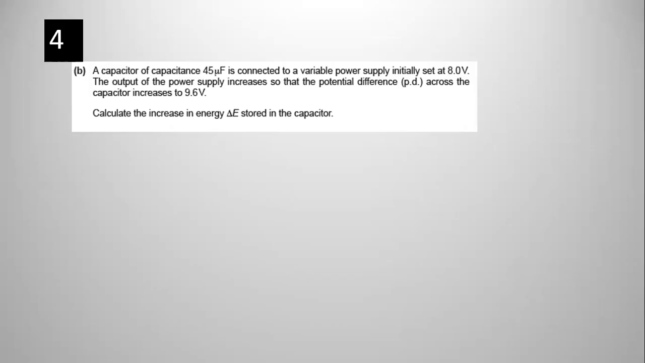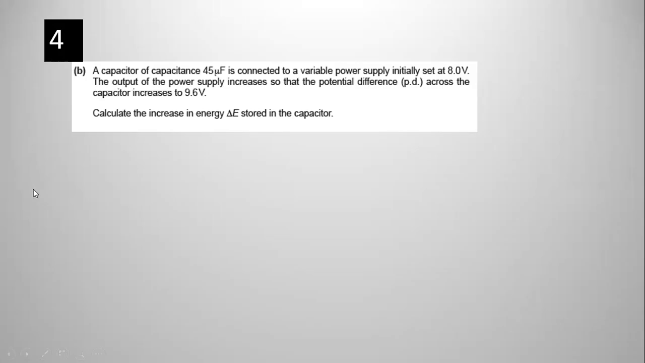A capacitor of capacitance 45 microfarad is connected to a variable power supply set at 8 volt. The output of the power supply increases so that the potential difference across the capacitor increases to 9.6 volt. Calculate the energy delta E stored in the capacitor.